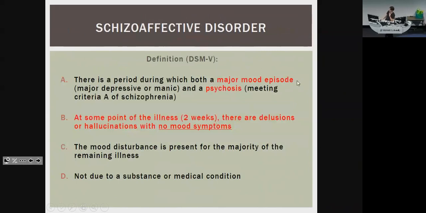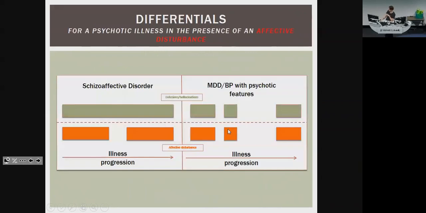So the DSM for schizoaffective disorder is that, okay, you need a period in which there's both a mood episode and a psychosis, and the psychosis needs to meet the same criteria for schizophrenia. You need 2 of 5 present for a month, yeah? However, at some point in the illness, for 2 weeks, there's delusions or hallucinations with no mood symptoms. Nice and simple. I probably wouldn't go any further than that in terms of schizoaffective disorder. It's not going to come up in an OSCE. It's too difficult. It wouldn't be fair.